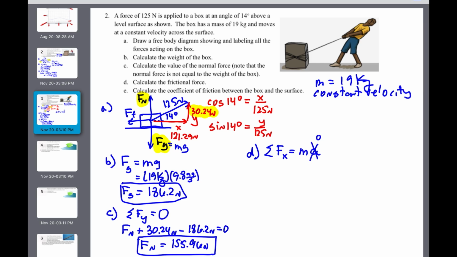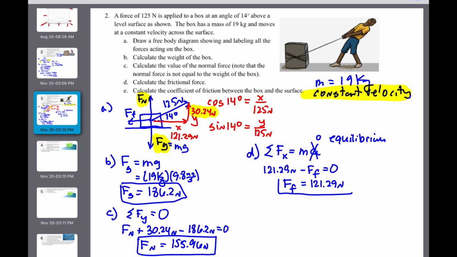We don't know the coefficient of friction, so we're going to need to go through Newton's second law. You're in equilibrium, so that means there's zero acceleration horizontally, so you have no extra newtons horizontally. That means your frictional force is going to be equal to the x component of your applied force.